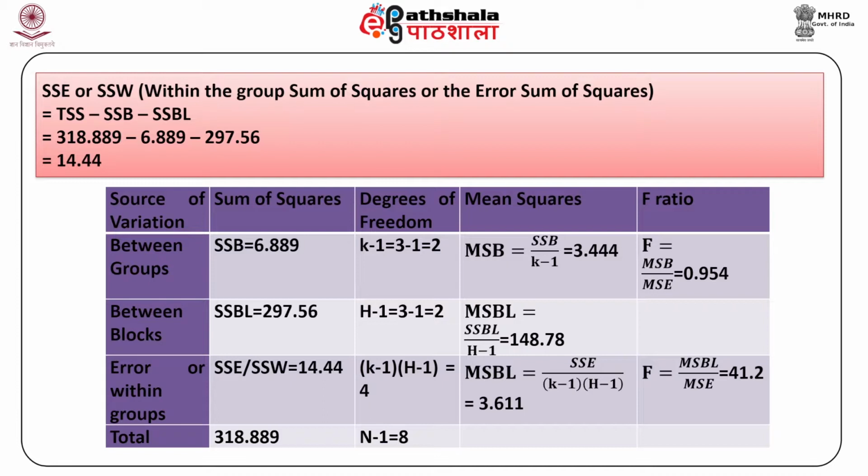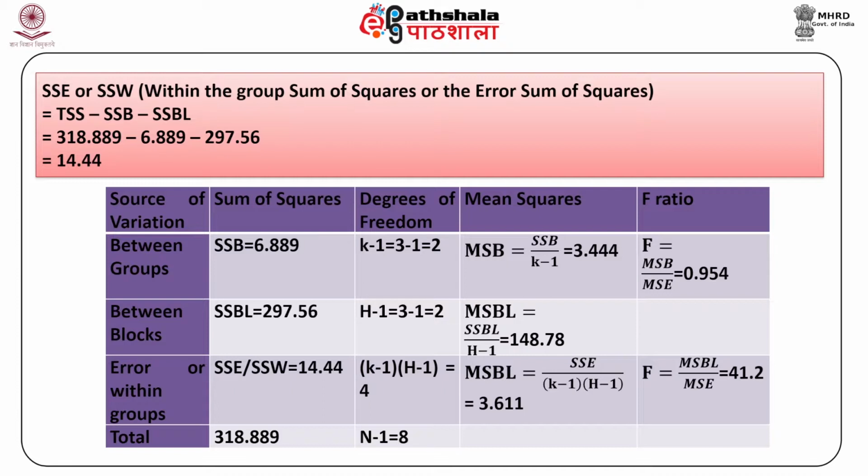Now in the next column, we have the mean squares, which are obtained by dividing the sum of squares by the degrees of freedom, and you have the corresponding values. Let me now concentrate on the last column, which is the F ratio. The first F ratio is MSB upon MSE, and what we obtain is 0.9, because we have substituted the value of MSB equal to 3.444 and of MSE equal to 3.611.